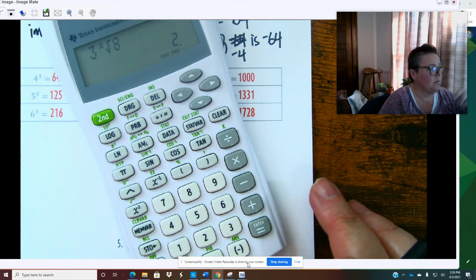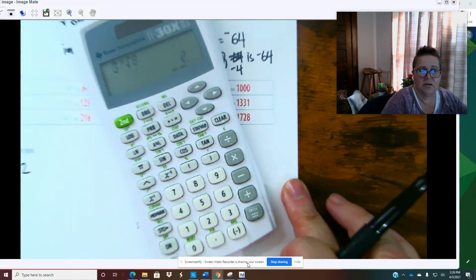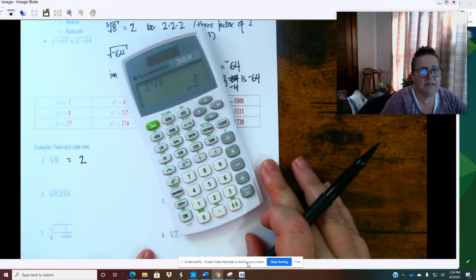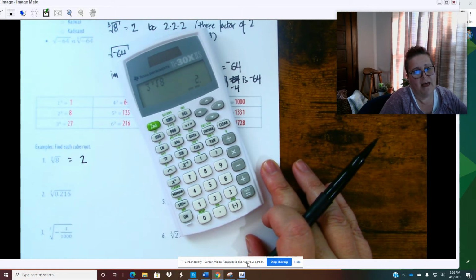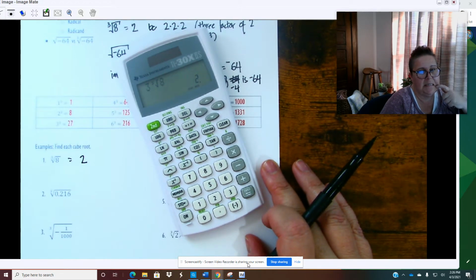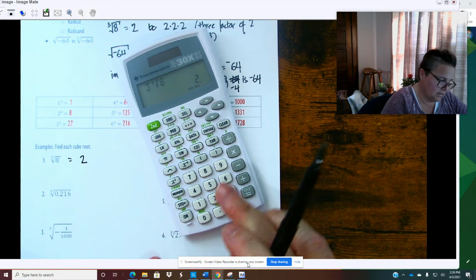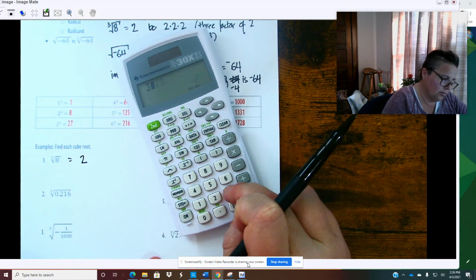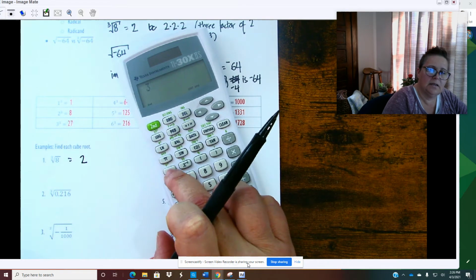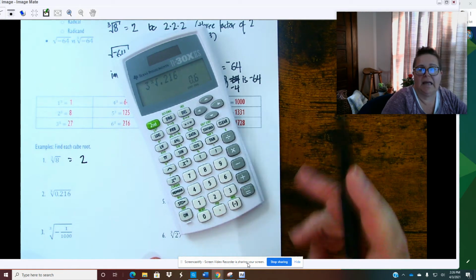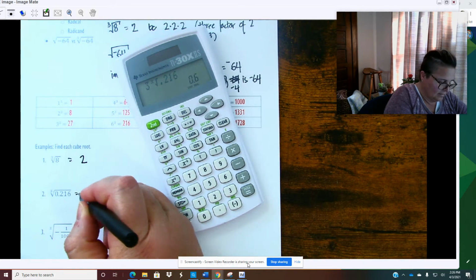Now, the next cube root in this particular set is the cube root of 0.216. Now, I know that 216 is 6 cubed, so I'm betting this has something to do with the 6. So I'm going to do my 3, then second chevron, so I get my x root, 0.216, and I'm going to get a 0.6.